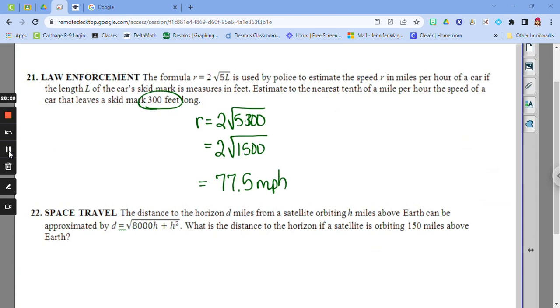So you can try and lie all you want. Hey, no, I was really going this fast. And they've got ways to figure that out. How fast you were really going, estimating that. Okay.